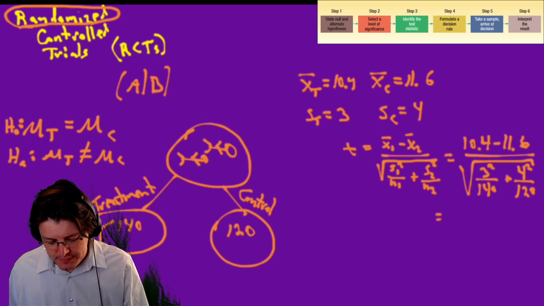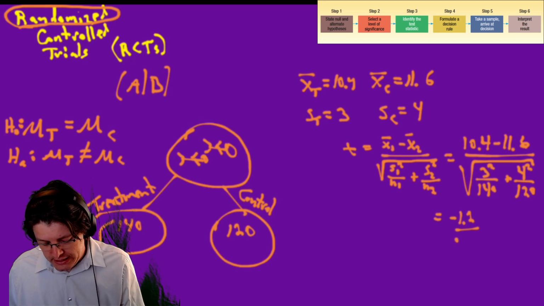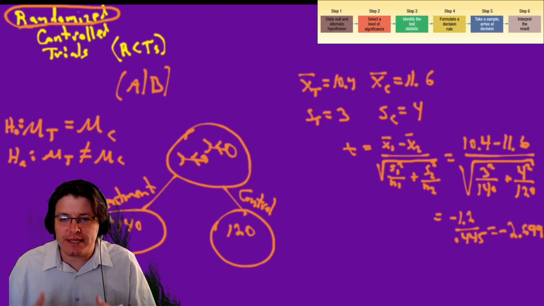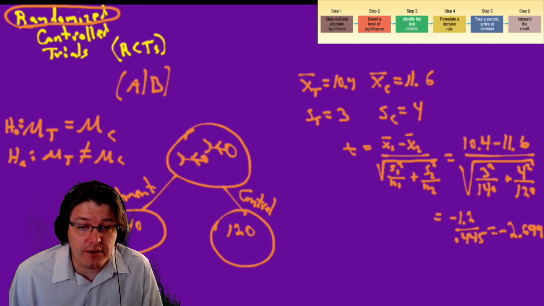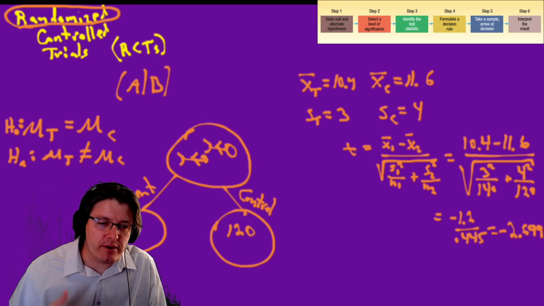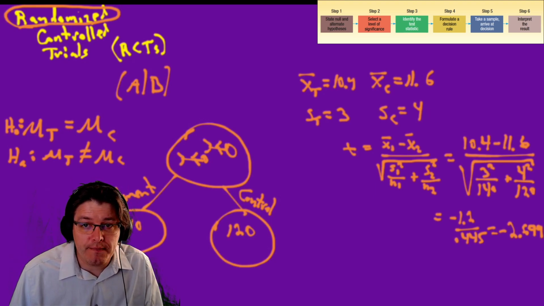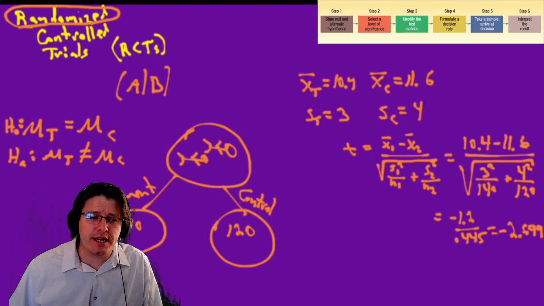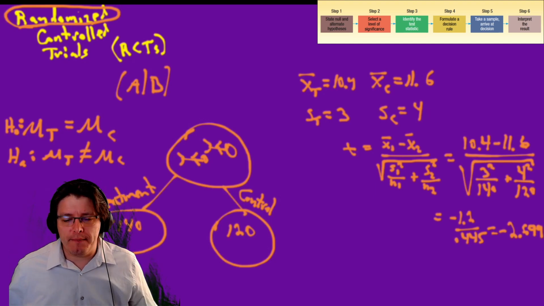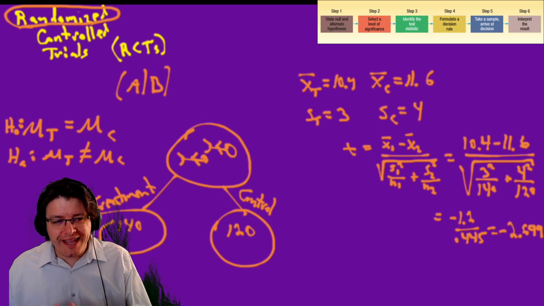Okay, and that becomes what, negative 1.2, and I think the bottom, you can double check my math, is 0.445, which leads us to a t value of negative 2.699, or basically negative 2.7. Okay, so we have a t value, and now we can look up whether or not that's significantly different. Of course, if we had already done step 4, we would know, but we're in a t world, right?